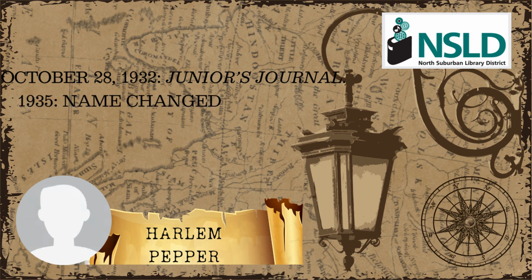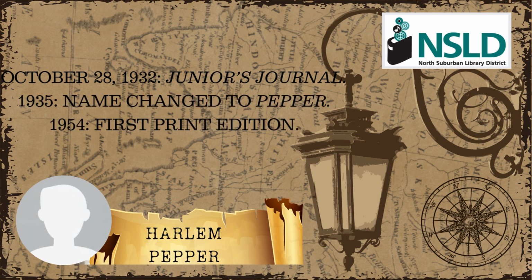Before we dive into a live demonstration of how to use IDA, some more interesting facts about the Harlem Pepper. The entirety of the Harlem Pepper, which was the student newspaper from 1932 to 1997 at Harlem High School, has been fully digitized by the North Suburban Library District. It was first published on October 28, 1932. The first iteration began as the Junior's Journal, and then the name was later changed to Pepper, or sometimes Harlem Pepper, in 1935 by a vote of the students. They had to submit names that they thought would be a great idea for the name of their paper, and the Pepper was what was voted on.